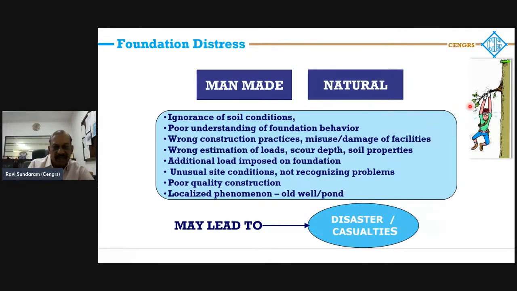So you see here, my friend here is in quite a bit of distress, that a branch is just about ready to break, and he has to be saved. The forensic geotechnical engineer is in this kind of a scenario. Such poor quality construction or localized phenomena could lead to disaster or casualties.